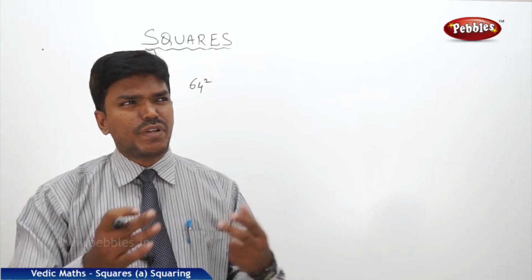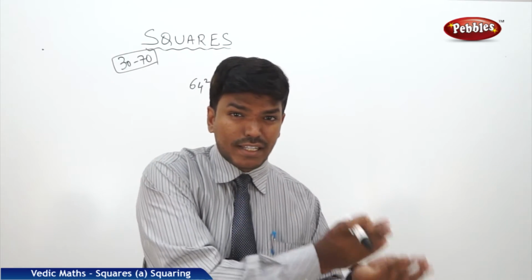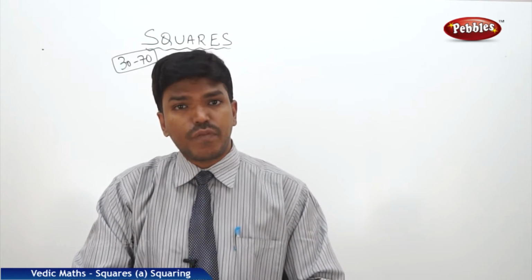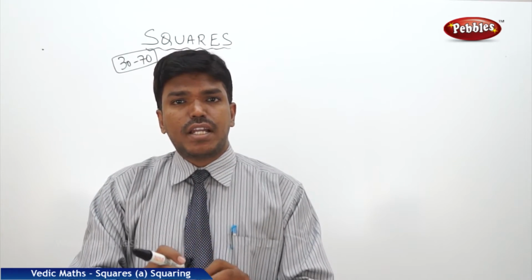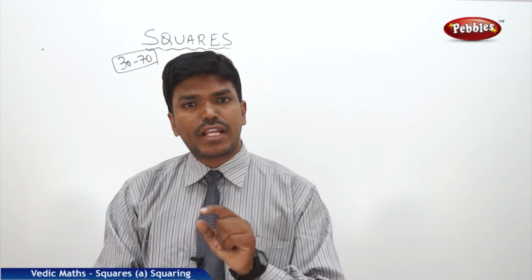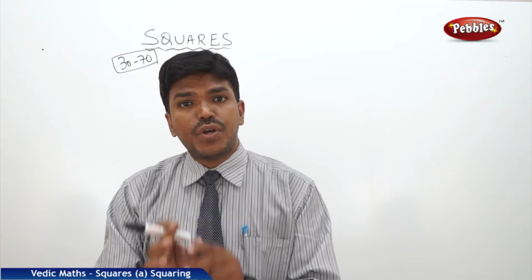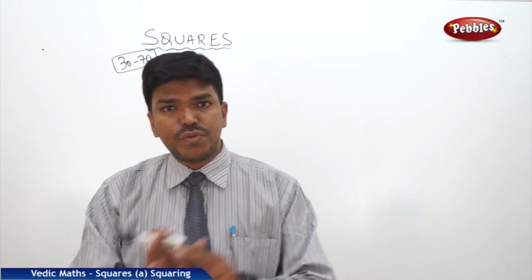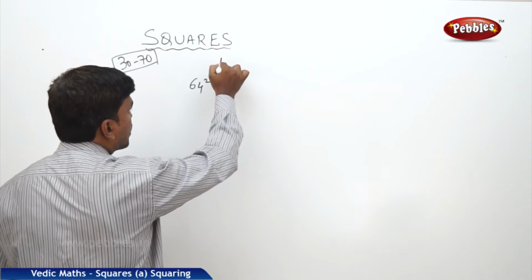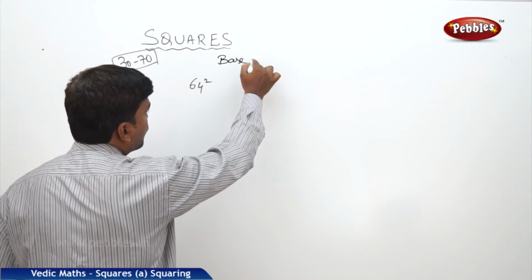So what we need to do, it is time based. First we need to calculate 36 square, then we need to calculate 64 square. It is all time based. So what we need to do, it is better to take the base as 50 when you are dealing with the squares from 30 to 70. Now you do one thing. See, we are taking the help of base 50 here.